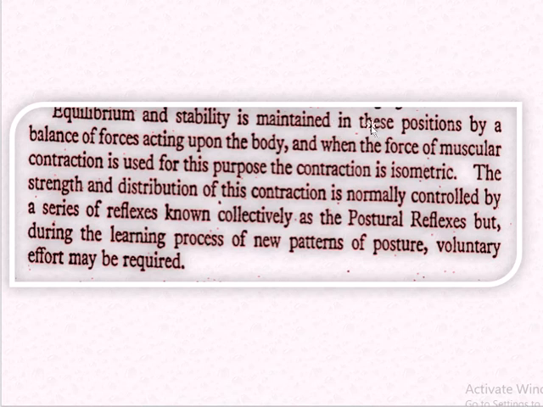Equilibrium and stability are maintained in these positions by a balance of forces acting upon the body, and when muscle contraction is used for this purpose, the force of muscle contraction is isometric, meaning static muscle contraction. The strength and distribution of this contraction is normally controlled by a series of reflexes that we call posture reflexes. But during the learning of new patterns of posture, voluntary effort may be required.